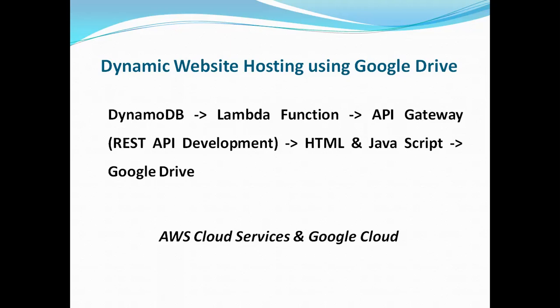And for dynamic purpose, we are using the Amazon resources: DynamoDB, Lambda function, API Gateway, REST API development. So this is the procedure of creating the dynamic application, dynamic API. And after creating the dynamic API, I'm using simple HTML and JavaScript, and I'm hosting this particular site on Google Drive.